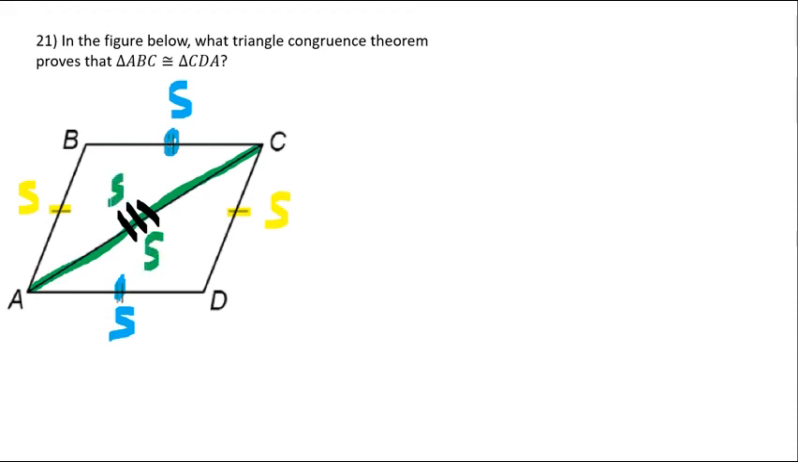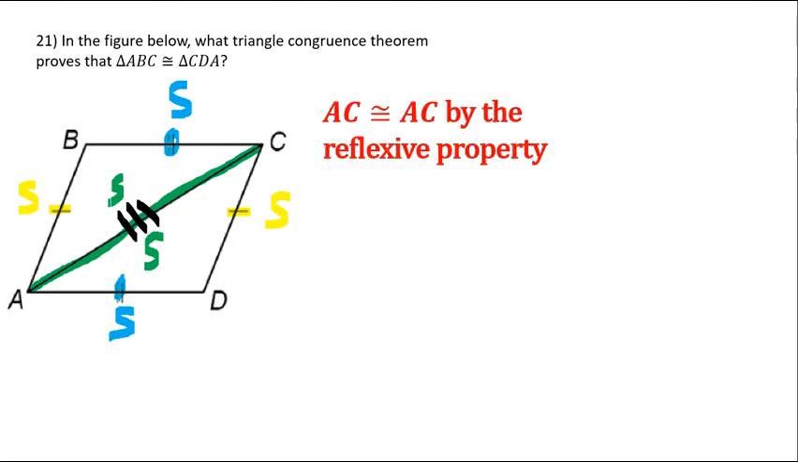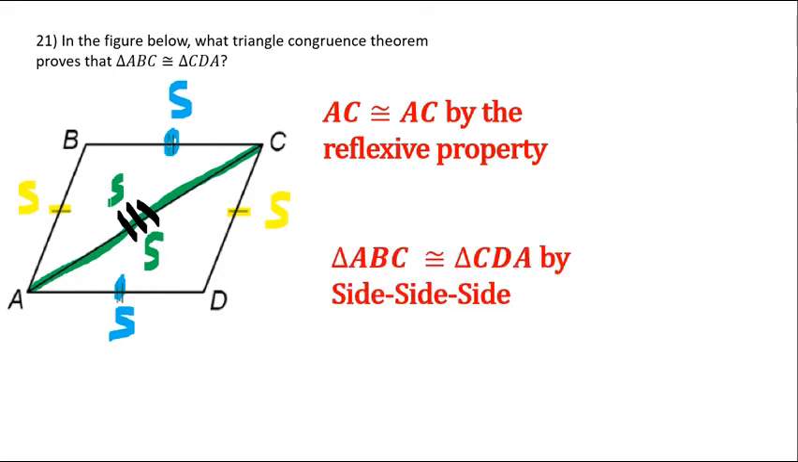So first, since AC is shared by both, we say AC is congruent to AC by the reflexive property. So since now we have side, side, side, 3 sides in common between the two triangles, we say triangle ABC is congruent to triangle CDA by the side, side, side congruence theorem.